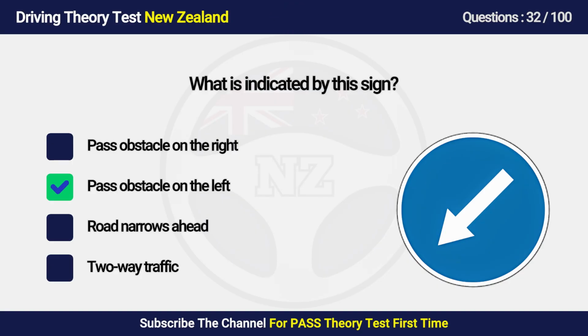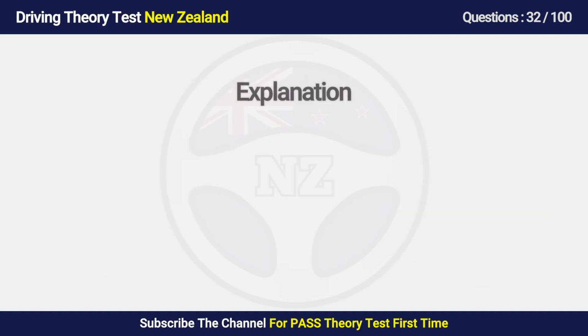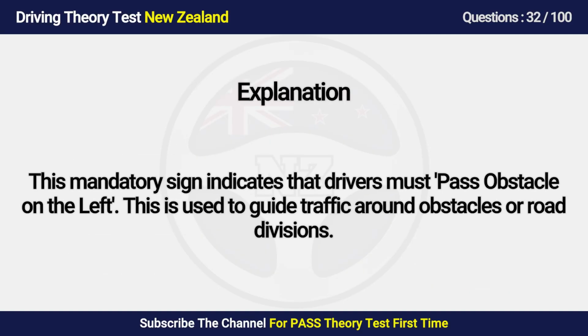Answer is B. Pass obstacle on the left. This mandatory sign indicates that drivers must pass the obstacle on the left. This is used to guide traffic around obstacles or road divisions.